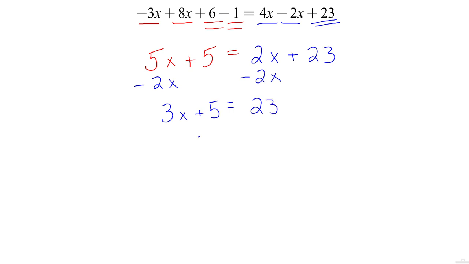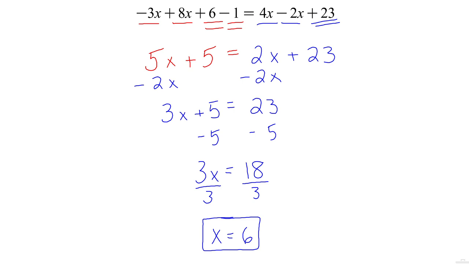Then we'll subtract 5 from both sides, giving us 3x equals 18. Then we'll divide both sides by that coefficient of 3, giving us our final answer of x is 18 over 3, which is 6.